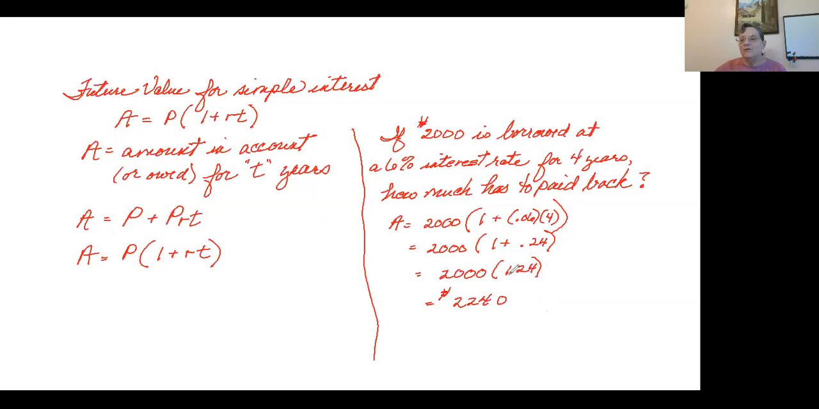Notice here that 1.24 is the same thing as 124%. So if you borrow the money for 4 years at 6% interest, this is the same thing that you would pay if you borrowed it for 1 year at 24% interest. Either way, you're going to have to pay back 124% of what you borrowed.